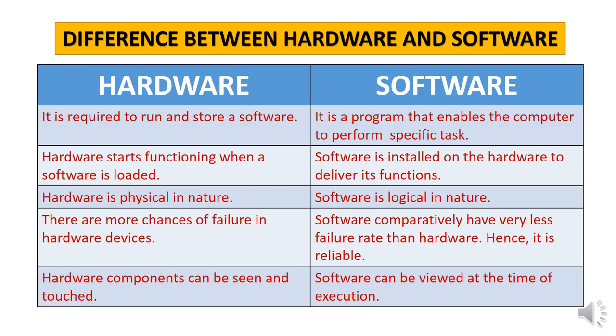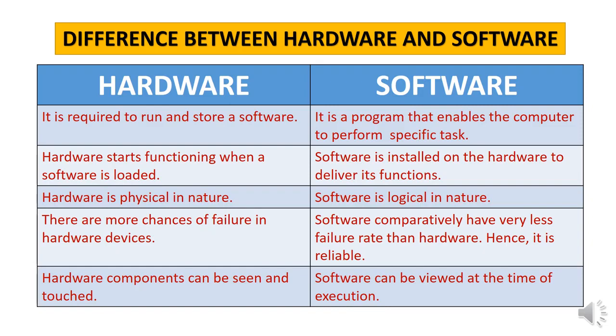Next point, hardware is physical in nature. Physical in nature means we can touch it, it occupies space, it has a definite shape and size. On the other hand, software is logical in nature. That means we cannot touch the software, we can just see it on the screen. It has a certain code which works.